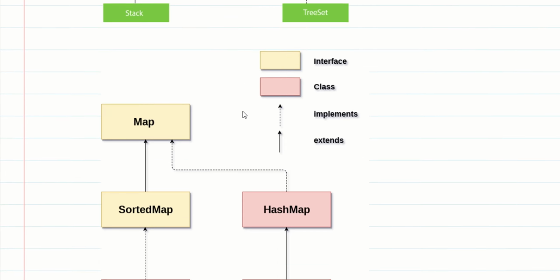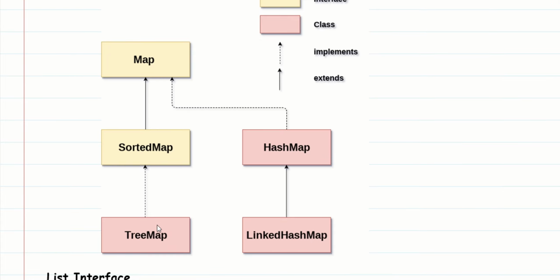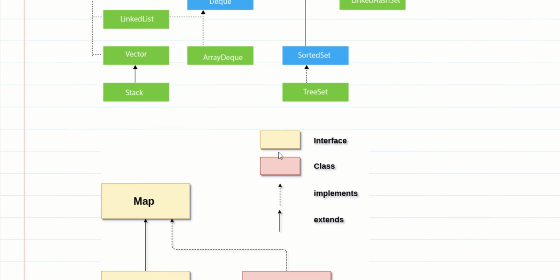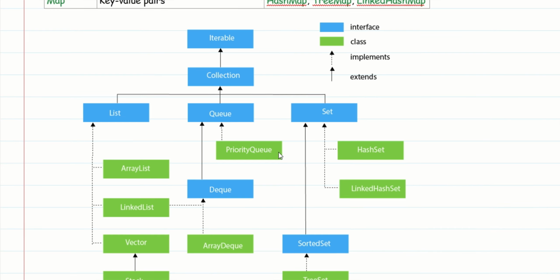Again, the Map interface: you can see this is an interface, and this is a class. So Map has SortedMap, and TreeMap is implemented based on SortedMap. Then again we have LinkedHashMap and HashMap. So basically, Collection is the root interface of all collections, which contains List, Set, and Queue.